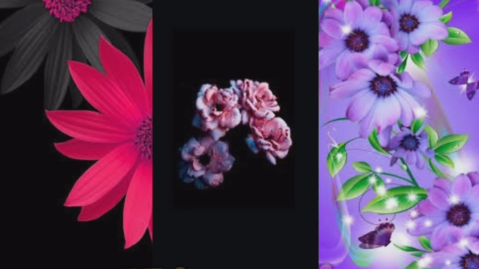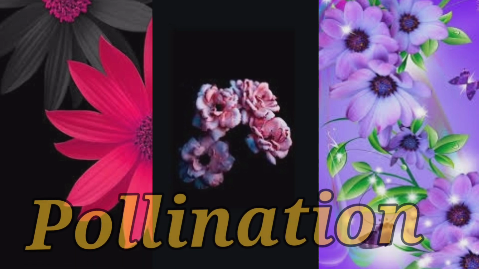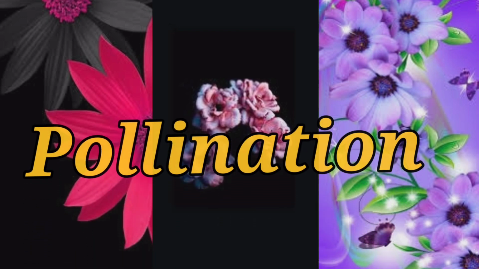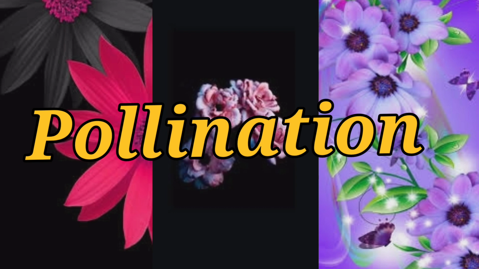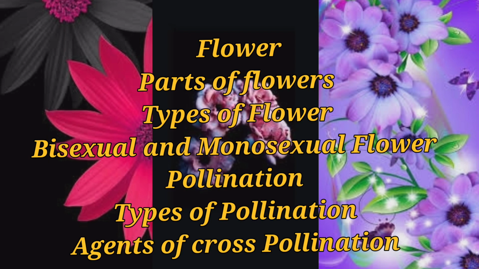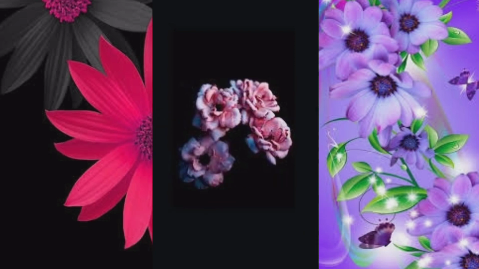Hello children, I am going to explain the lesson on pollination. In this lesson we are going to discuss the flower, its main parts, then types of flower, bisexual and monosexual, then types of pollination and agents of cross-pollination. All this we are going to study in detail along with the pictures.